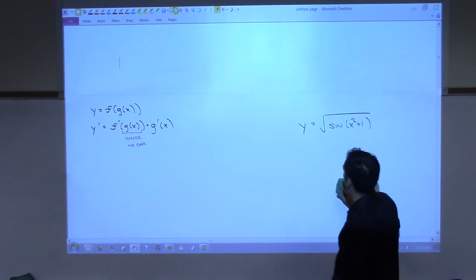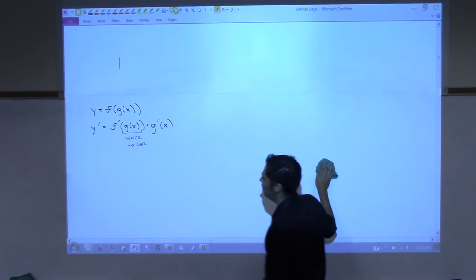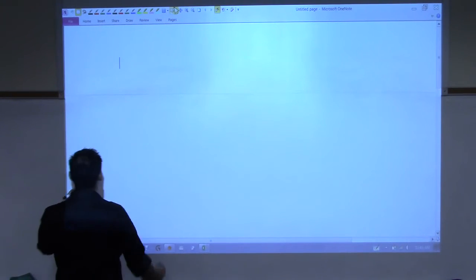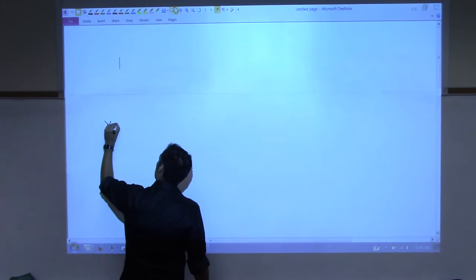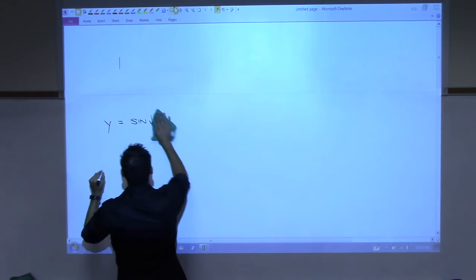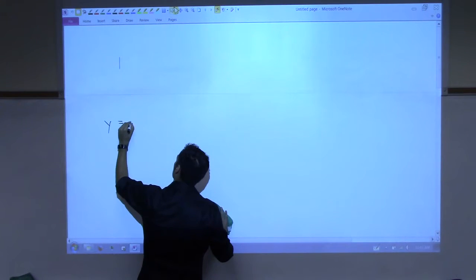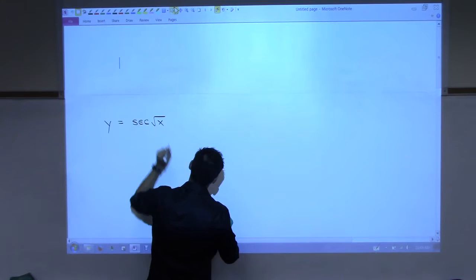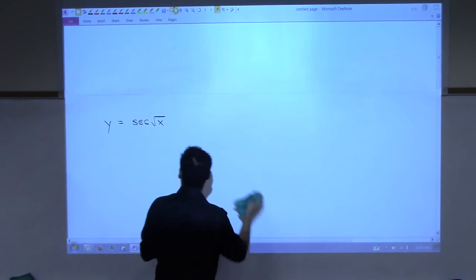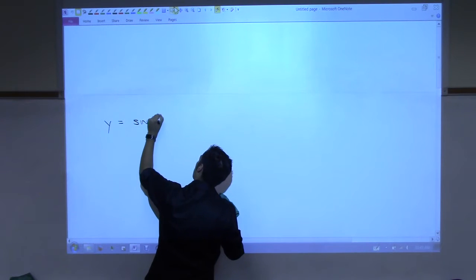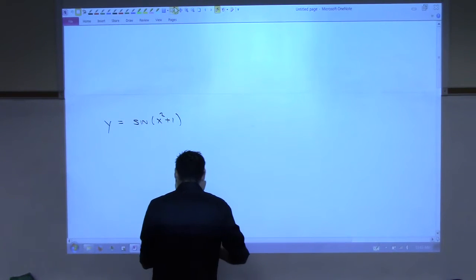Let's do it. I'll do the same examples we've been doing. I'm going to erase this now because we don't need it. And this is going to seem kind of childish and stupid. Let me do this one first. Secant root x? Is that the first one we did? No. Sine of x squared plus 1. Okay, that was the first problem I did.